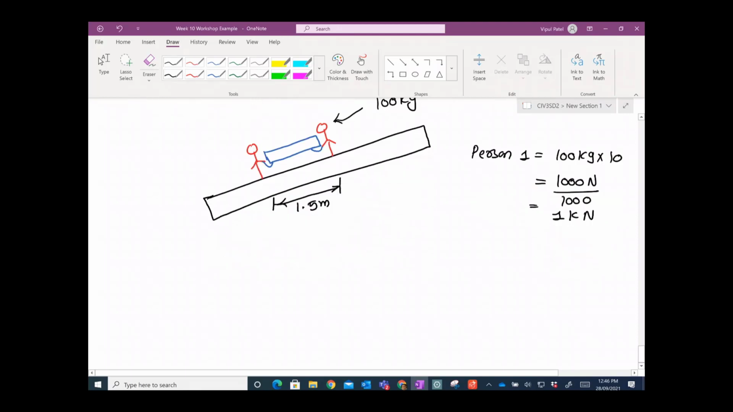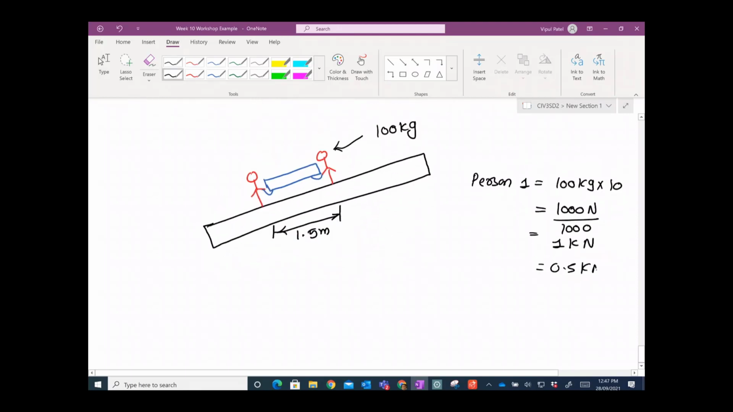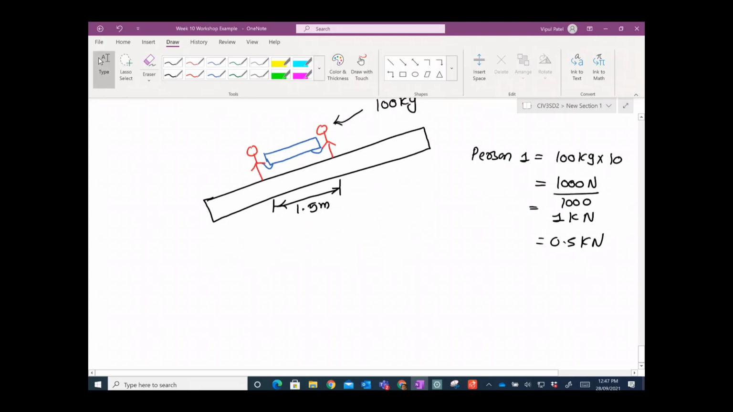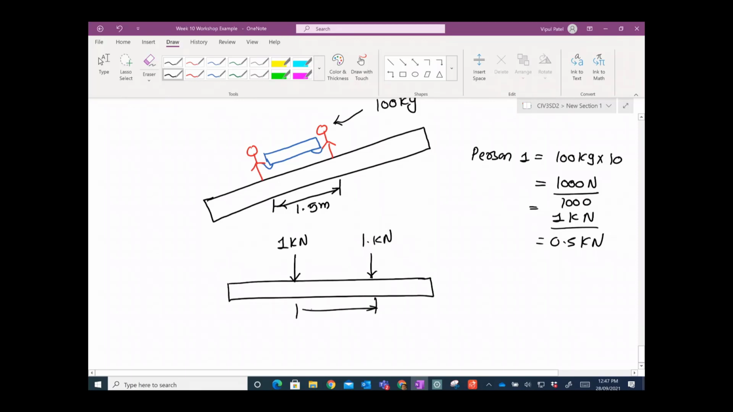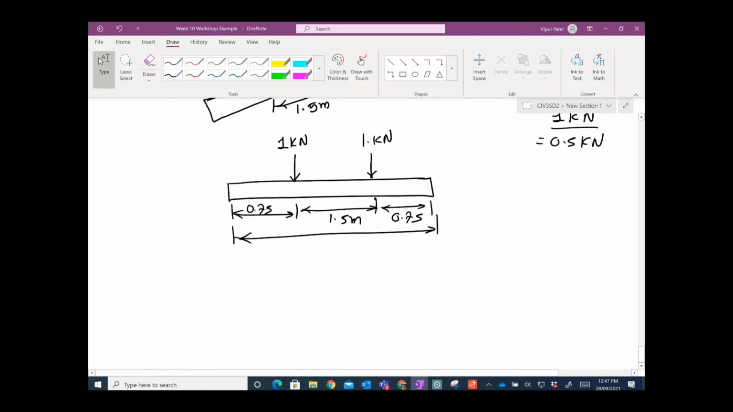Someone might say you will have 0.5 kilonewtons, that should work. But let's say 1 kilonewton, and there is a refrigerator weight as well, so let's include the refrigerator weight inside. So in this situation, there is a stringer with a 1 kilonewton load and another 1 kilonewton load, 1.5 apart, 3 meters total distance, so 0.75 at each end. You have a reaction force of 1 kilonewton here and 1 kilonewton here.